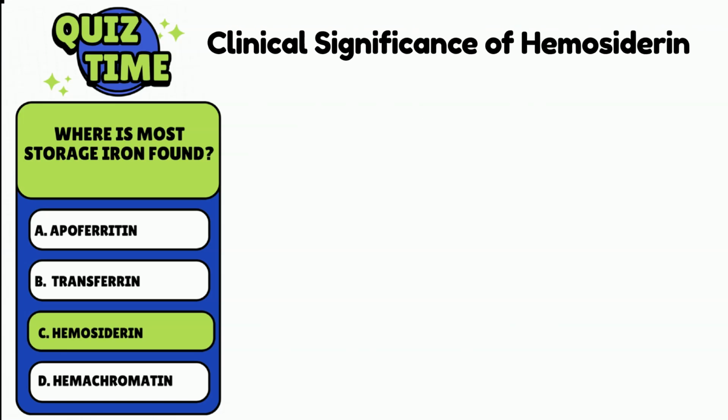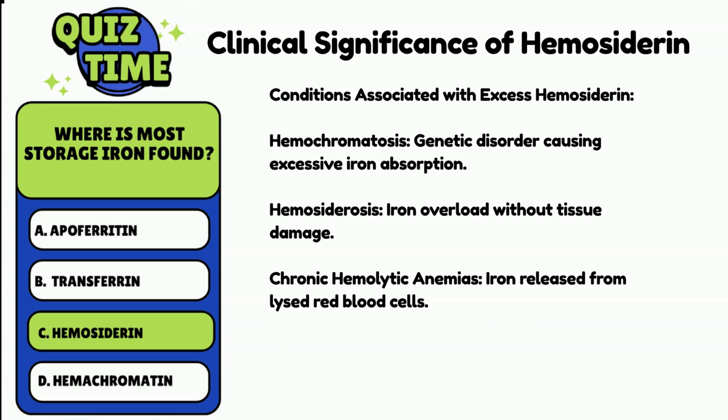Clinical significance. Excess hemosiderin accumulation can indicate conditions such as hemochromatosis, a genetic disorder causing excess iron absorption, hemosiderosis, iron overload without tissue damage, and chronic hemolytic anemia, which is iron released from lysed red blood cells. High levels of hemosiderin can also lead to tissue damage and organ dysfunction, particularly in the liver, heart, and pancreas.